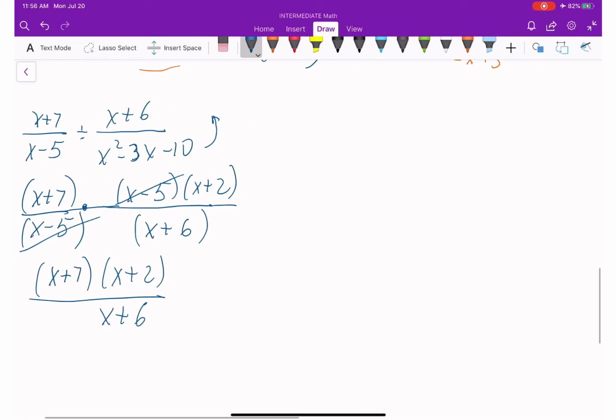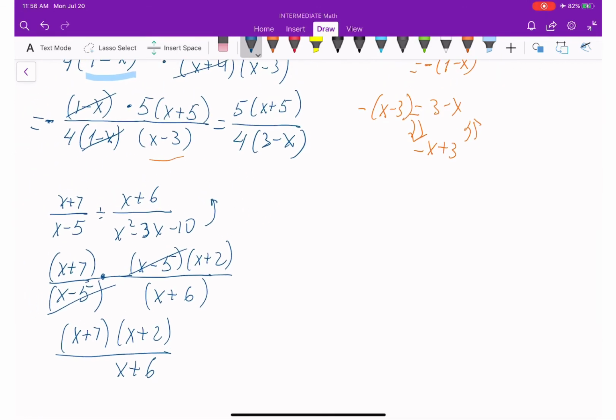Let's do this one. This is going to be interesting. 5x plus 6 divided by 25x squared minus 36, 5x squared plus 4x minus 12. Okay. First of all, let's simplify.